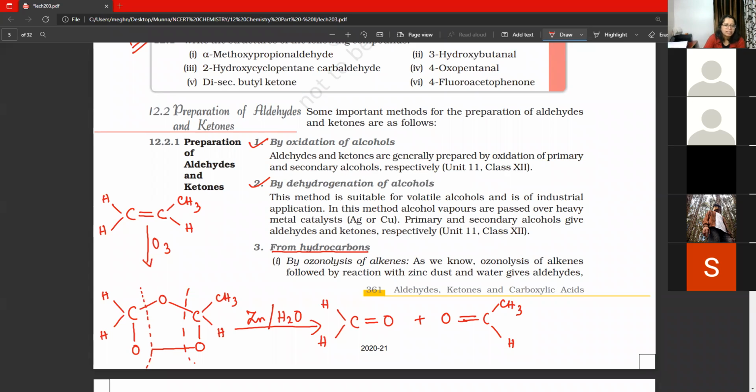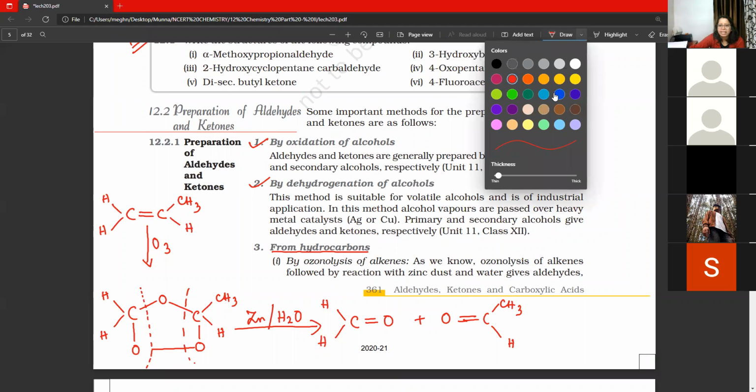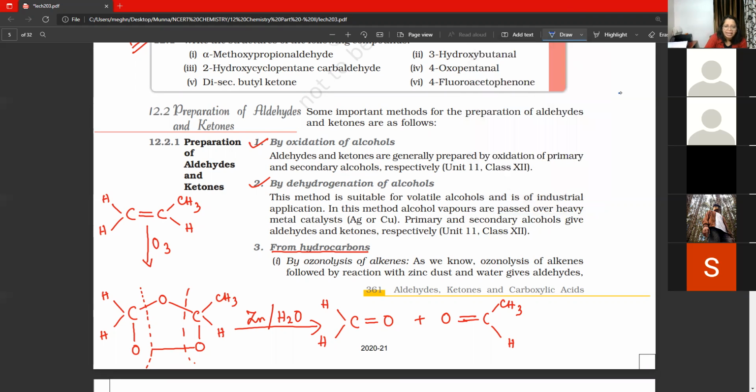And the best part is, children, all of you see, if I remove the oxygen, I'm getting back the alkene again. If I remove this part, see, I'm getting back the alkene again. So how to get the aldehyde and ketone? Break the double bond in the middle. It will join with the oxygen, and we'll get aldehyde and ketone.